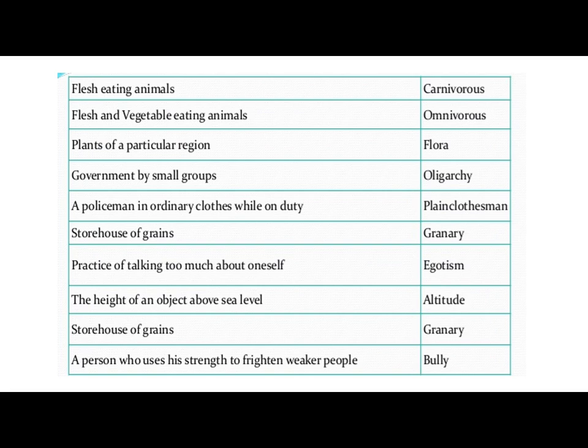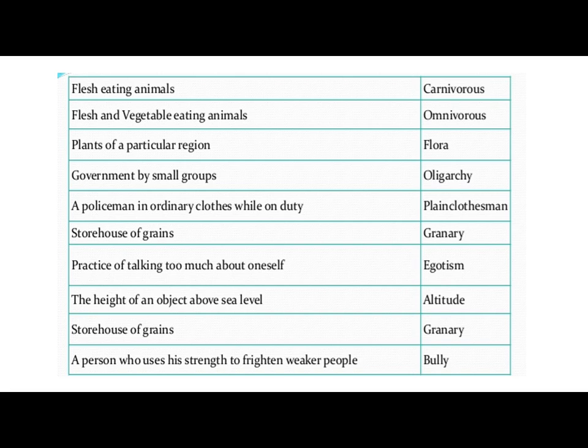Flesh eating animals: carnivorous. Flesh and vegetable eating animals: omnivorous. And then vegetable eating animals: herbivorous. Plants of a particular region: flora. Government by small groups: oligarchy. A policeman in ordinary clothes while on duty: plainclothesman.